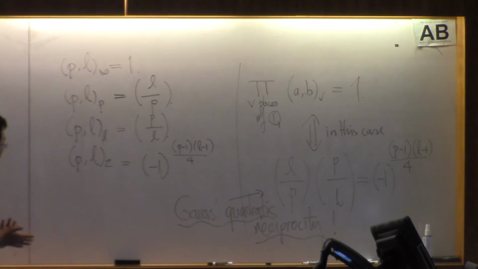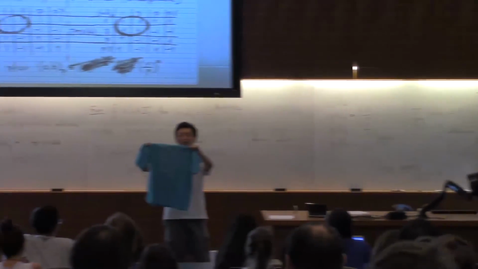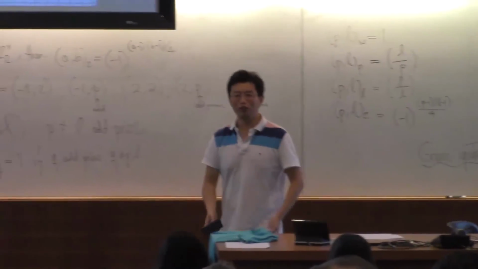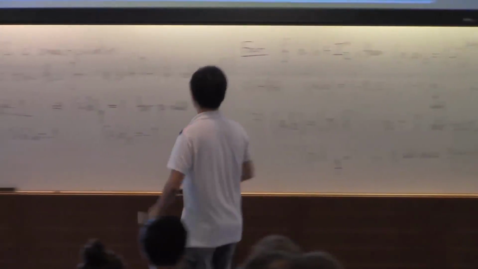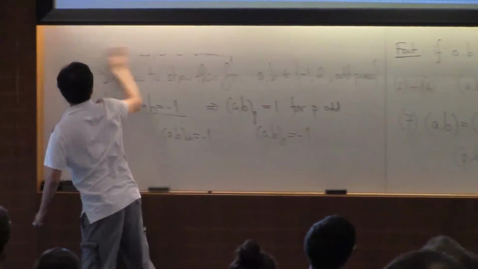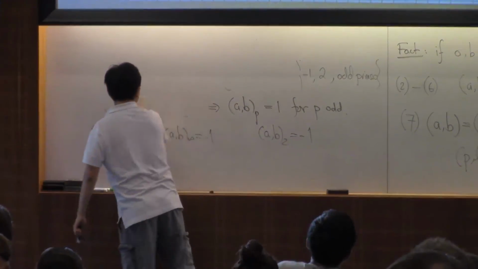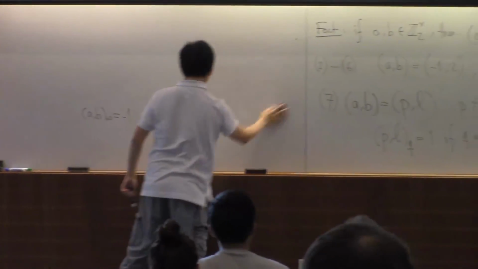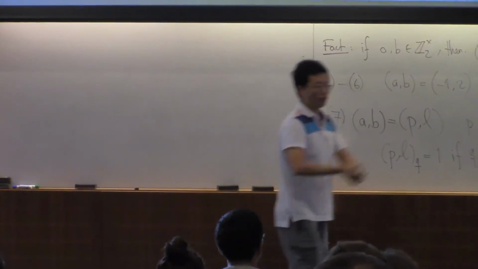How do we prove Gauss quadratic reciprocity? Honestly, I don't remember. There's a proof here. This is the original proof of Gauss. Ask Alvaro. Ask Keith. So we can see that done, because there was a proof here.